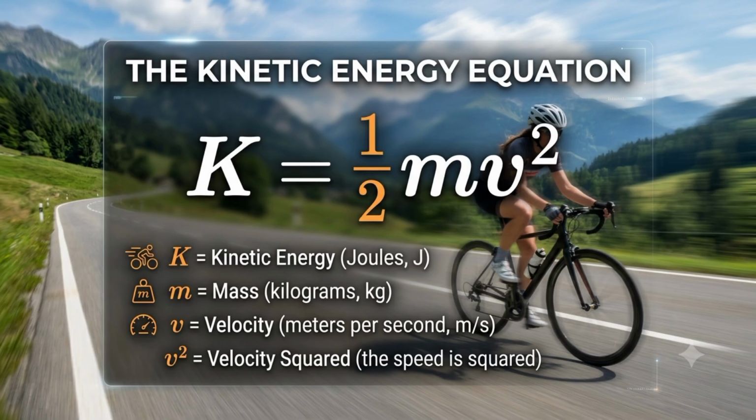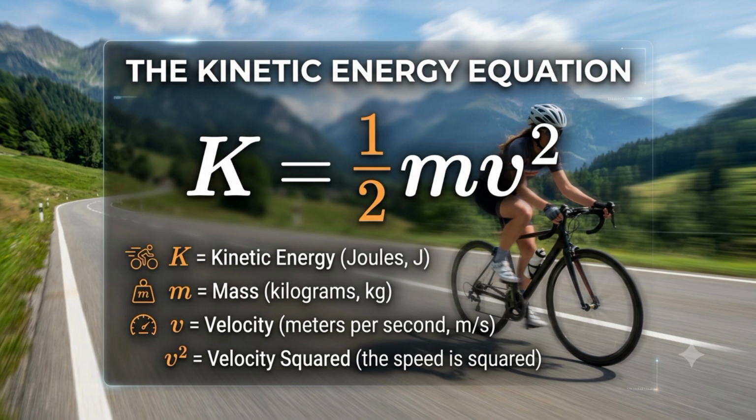Unlike potential energy, kinetic energy doesn't care about height. It cares about two things: mass and velocity, speed. The formula looks like this: KE equals ½mv². Notice something crucial here: velocity is squared, v². This means speed has a massive, disproportionate impact on how much kinetic energy an object has.